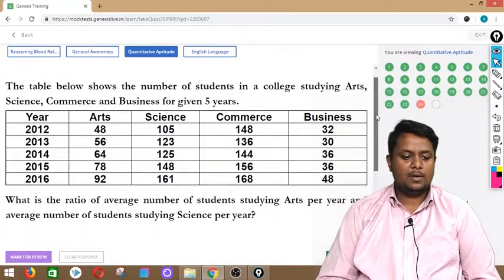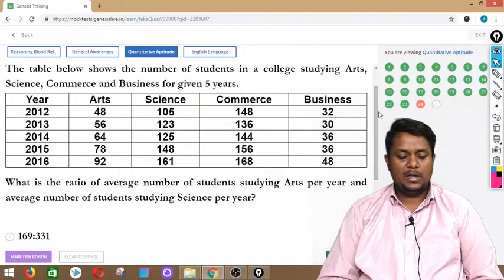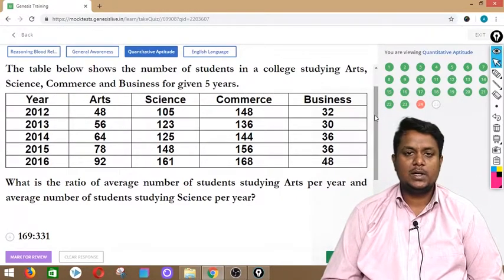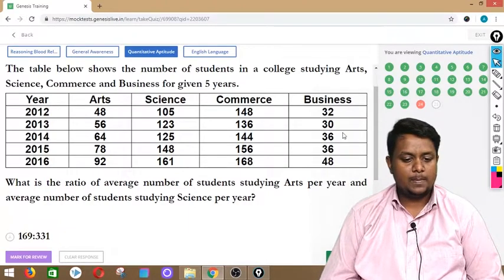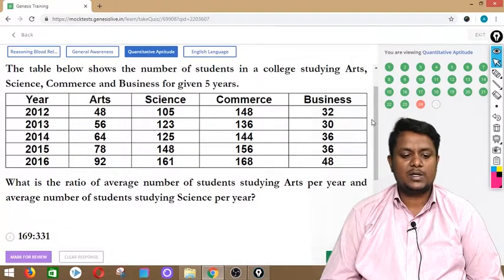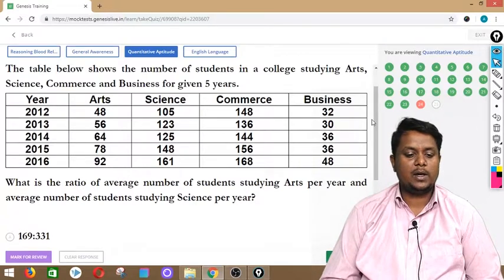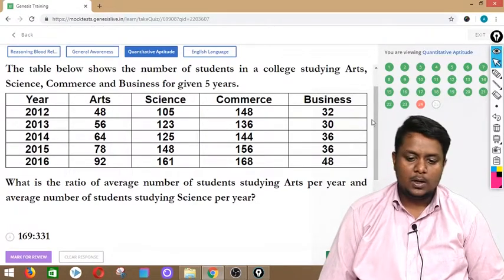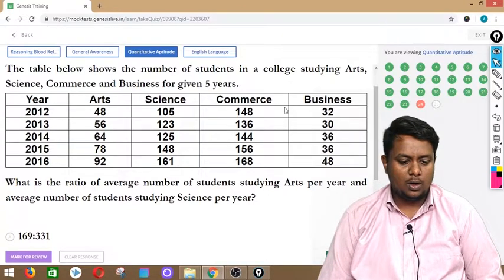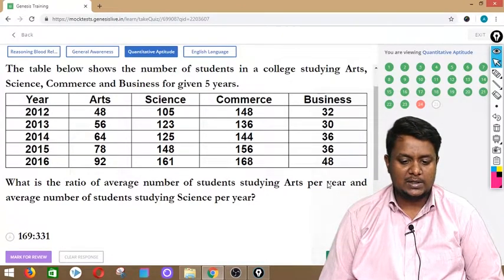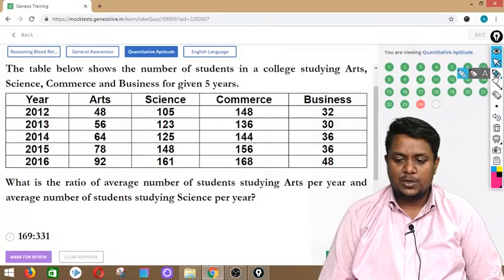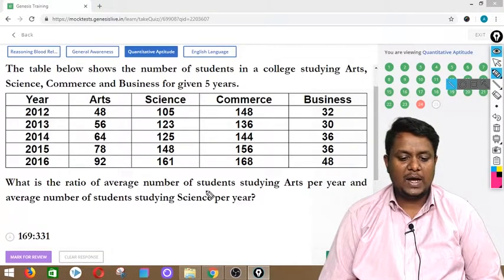So here we have the same table. In SSC CGL, they usually give around 4 to 5 questions on data interpretation, and all these questions can be answered properly if you are good in percentage calculation, ratios and averages. Now see here, what is the ratio of the average number of students studying arts per year and the average number of students studying science per year? Now we are supposed to find the ratio of averages.